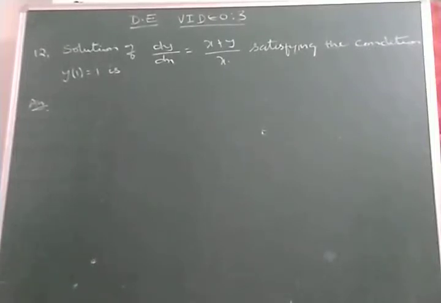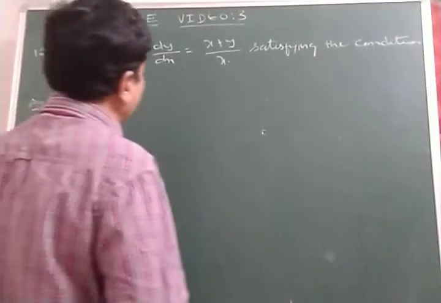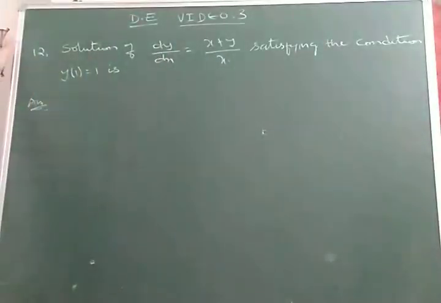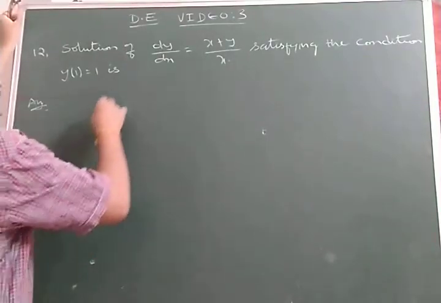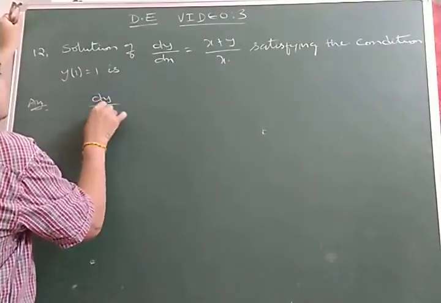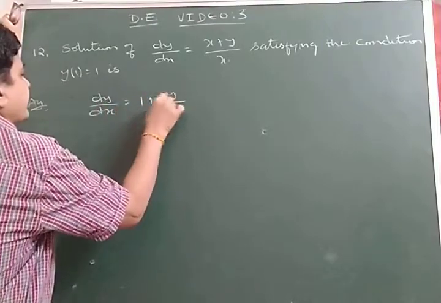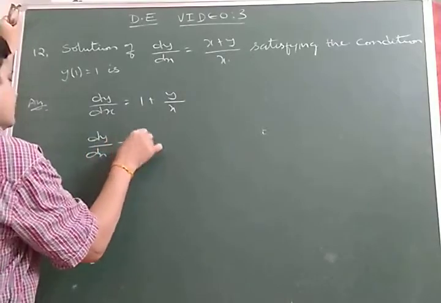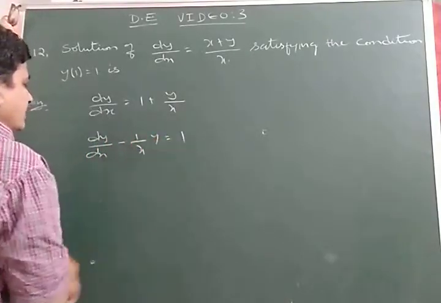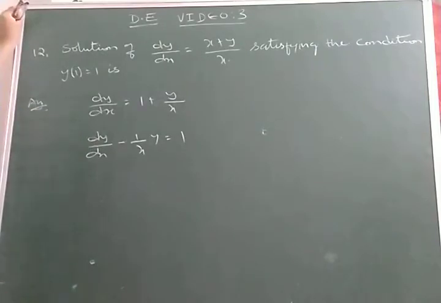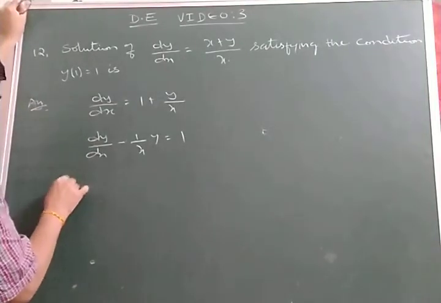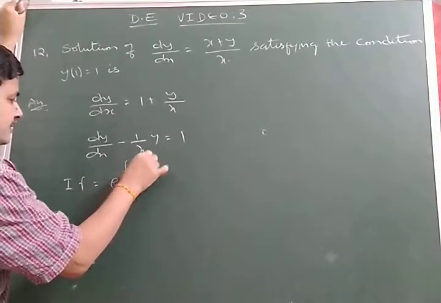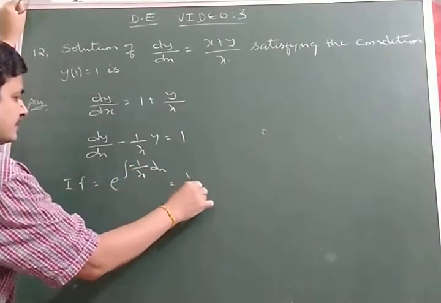Question number 12. Solution of dy/dx = (x + y)/x satisfying the condition y(1) = 1 is? So the given differential equation is dy/dx = 1 + y/x. This can be written as dy/dx - (1/x) y = 1. Now this is a linear differential equation in y. So we find the integrating factor, e^(∫-1/x dx), that is equal to 1/x.